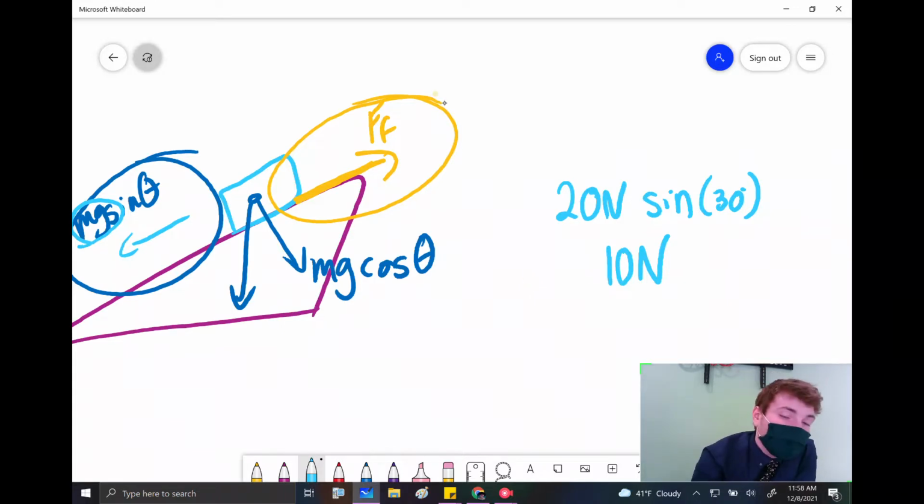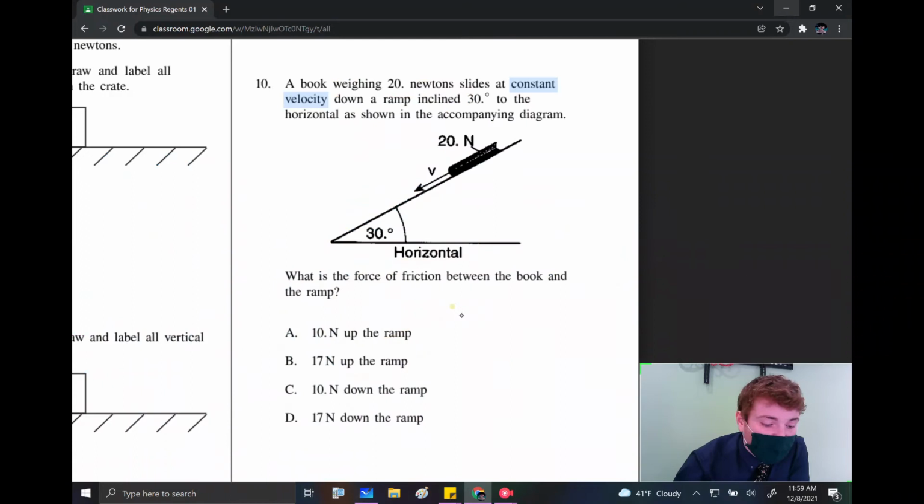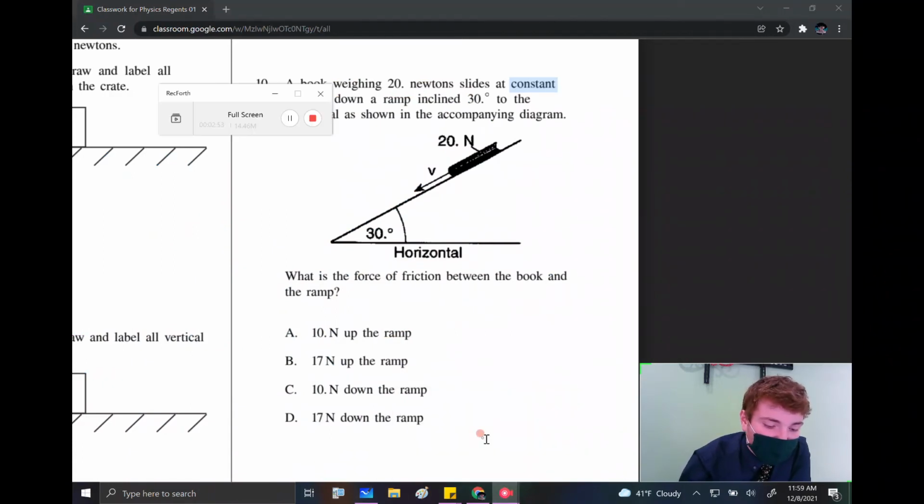Now they're asking about friction, so equal and opposite direction, friction should be 10 newtons going up the ramp in order to cancel out the 10 newtons going down the ramp. So F_f is 10 newtons up the ramp, which would be option A.